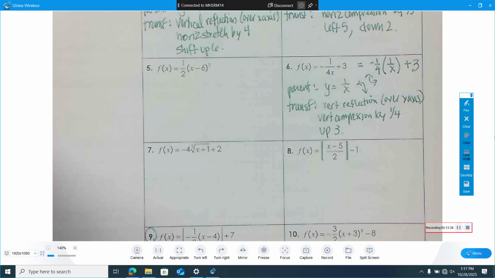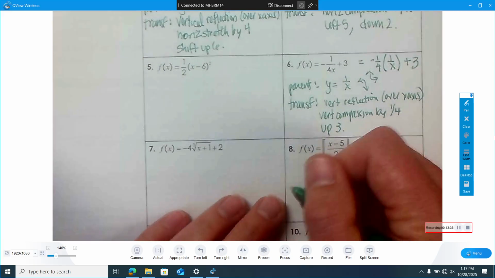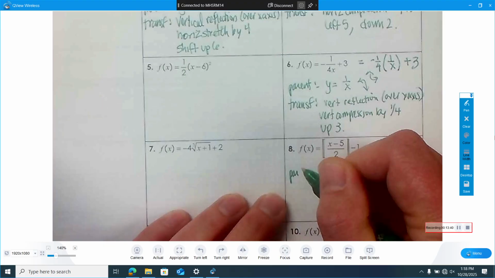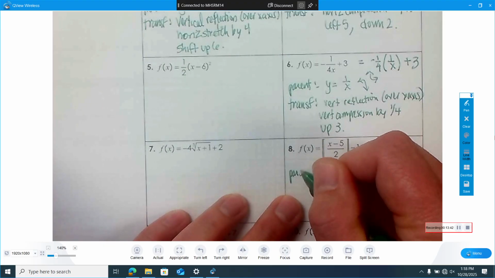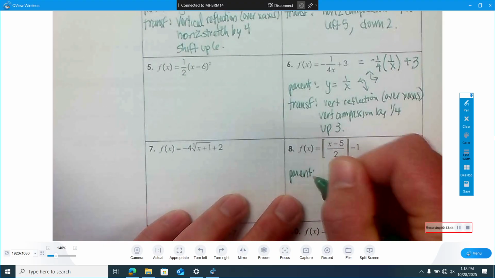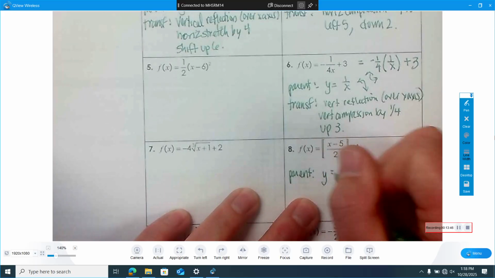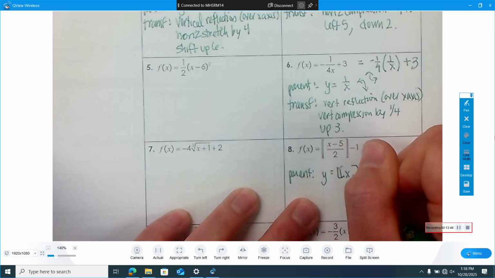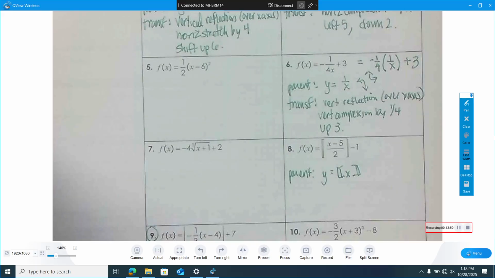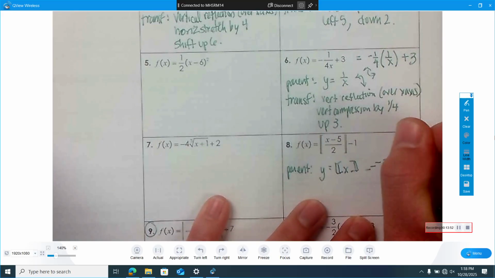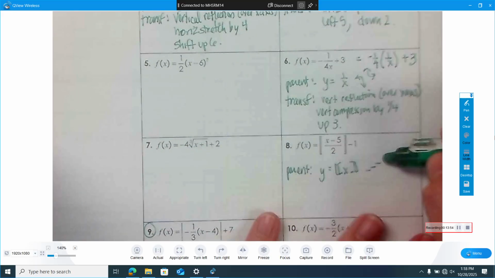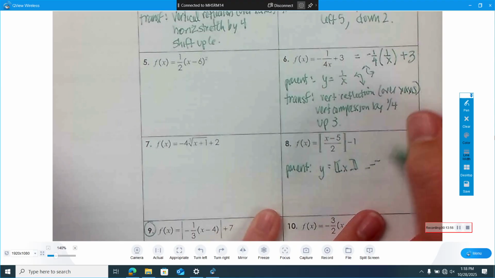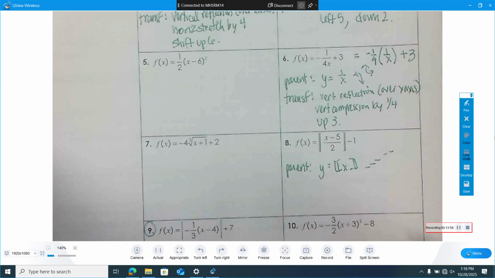That's a weird one. Yeah, it has a double bracket. Look, it says greatest integer function. Very good. So that was the double bracket with x. So that is the greatest integer function. That was the one that looks like stairs, right? A stair step function. Yeah. So that's that one.